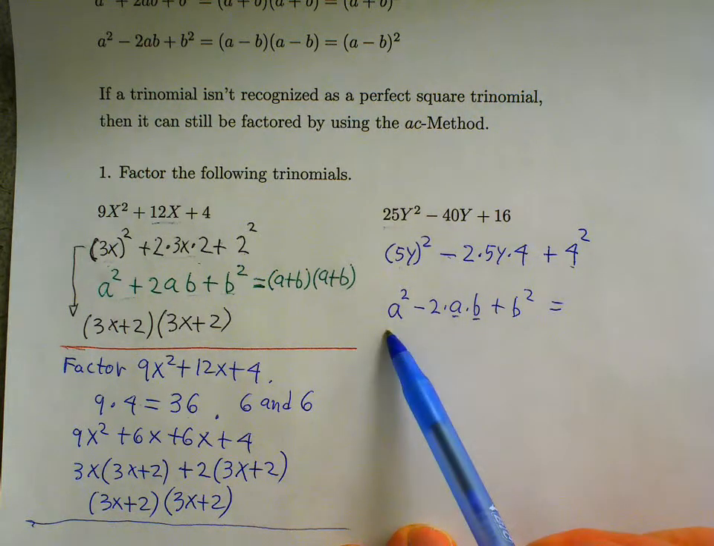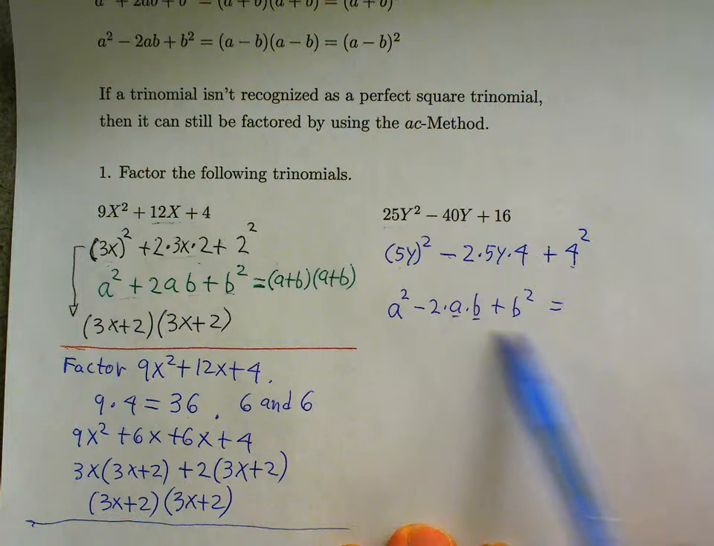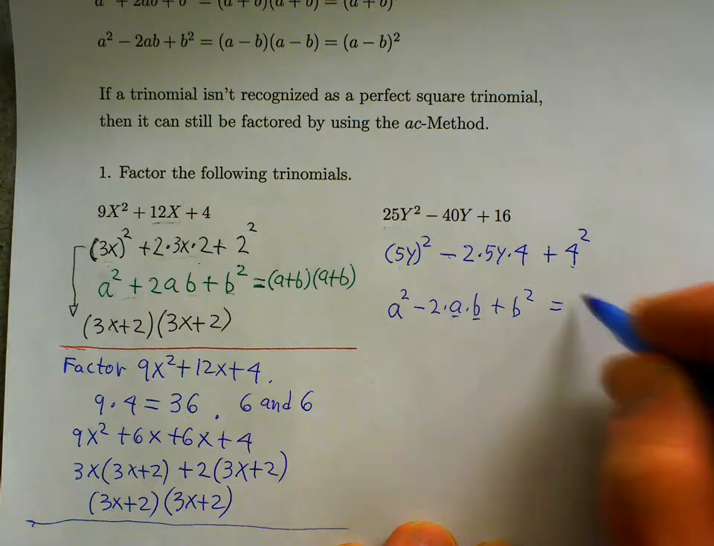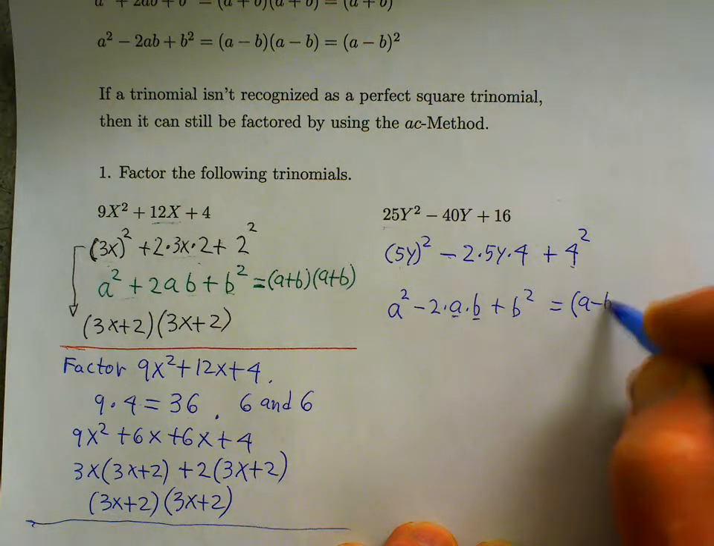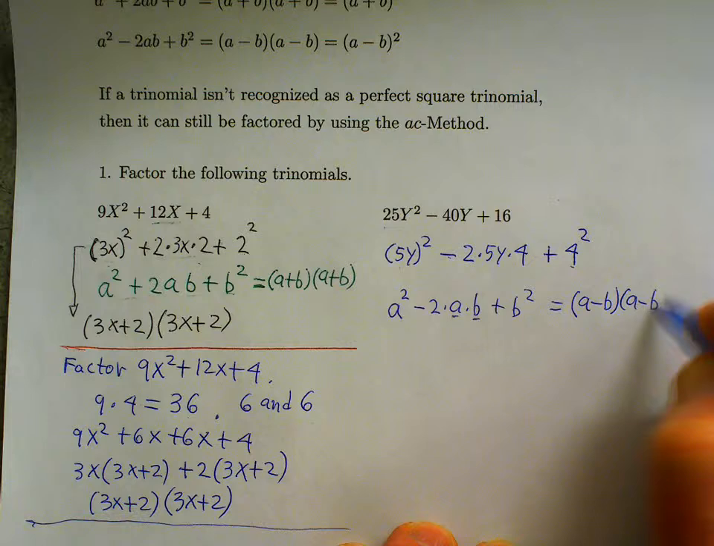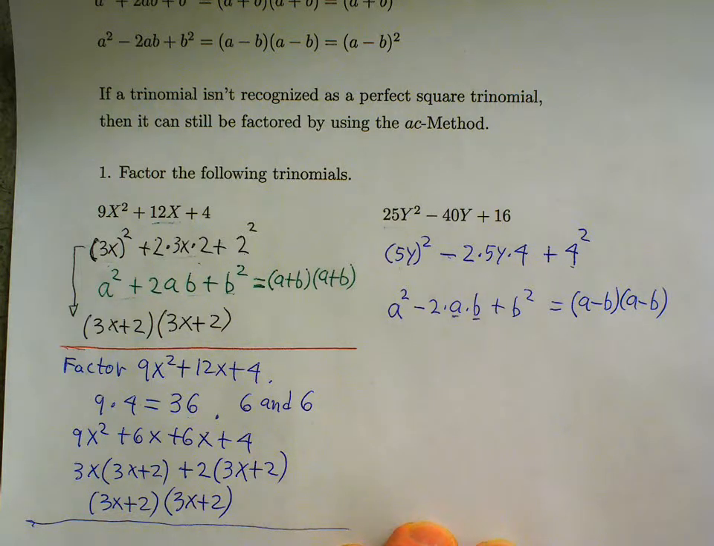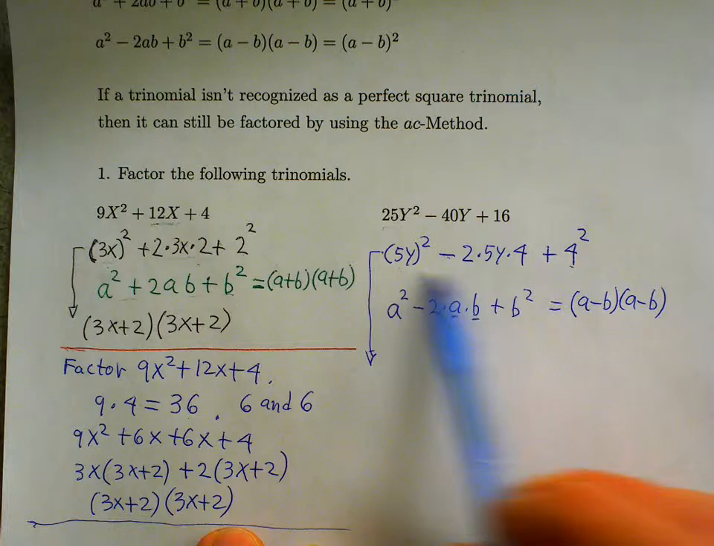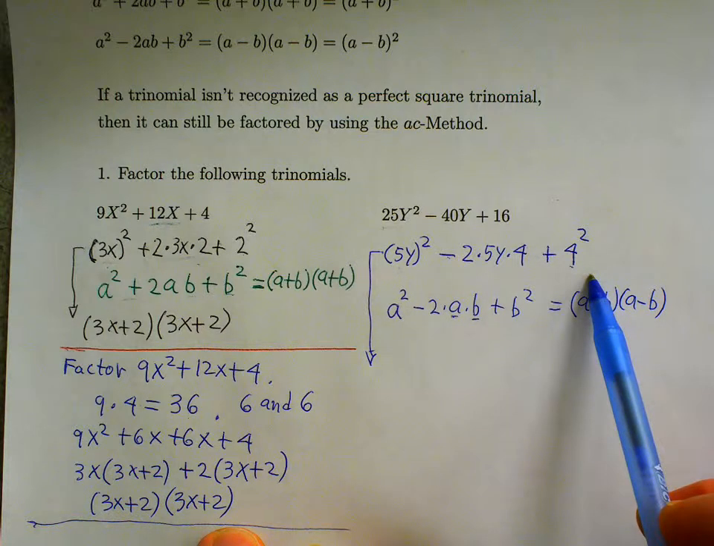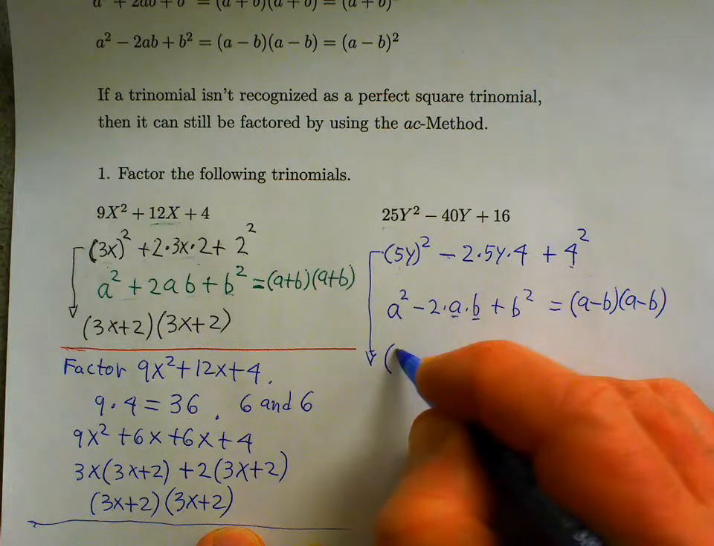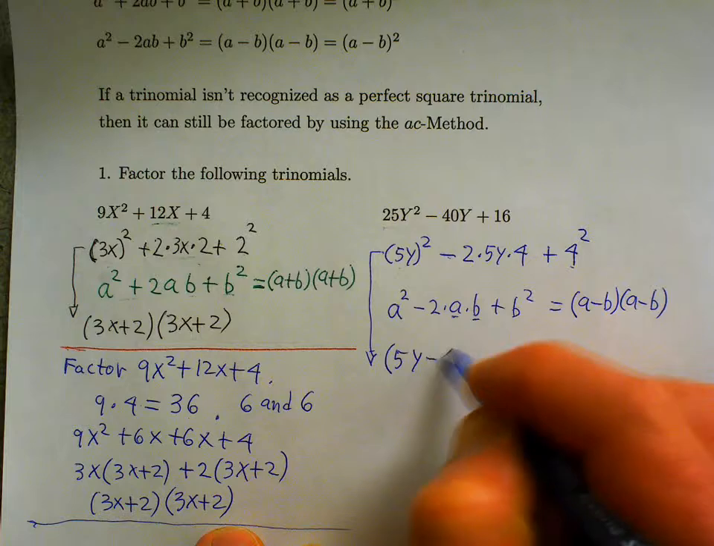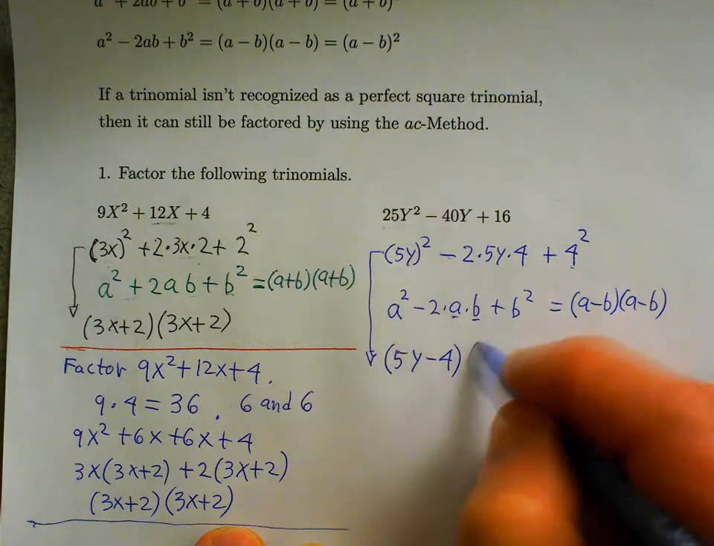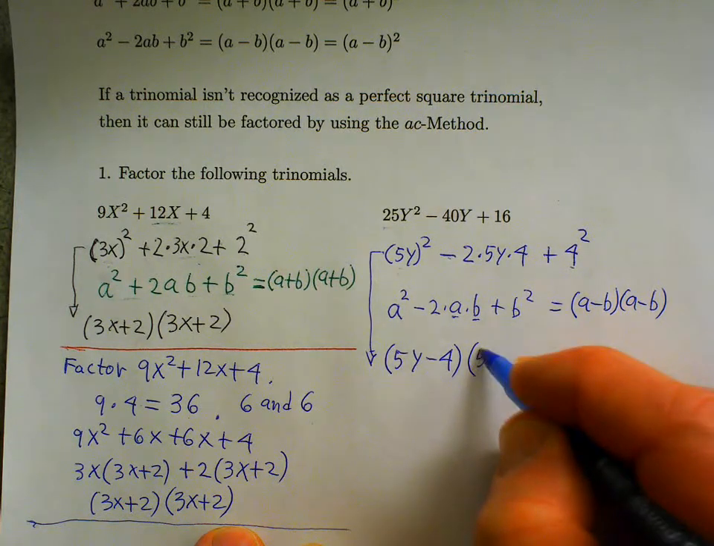And if you have a perfect square trinomial of this form, the two binomial factors are a minus b and a minus b. Okay, so we apply that to this perfect square trinomial. One factor is 5y minus 4. The other factor is the same binomial, 5y minus 4.